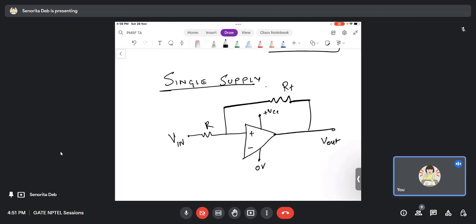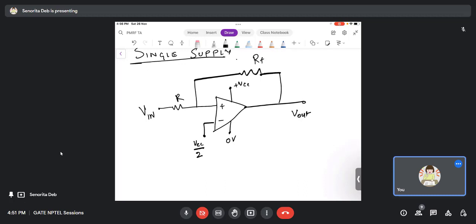Right? What will you do to the negative terminal? Will you connect it to ground? No. This will now be connected to VCC by 2. Whatever is now the output from VCC by 2 to VCC will be taken as positive. From VCC by 2 to 0 volts, it is taken as negative, because now the reference is VCC by 2.